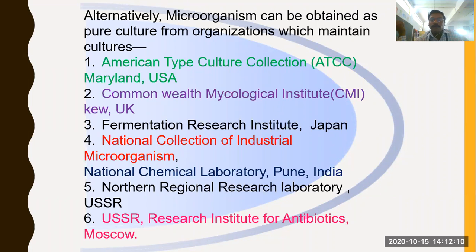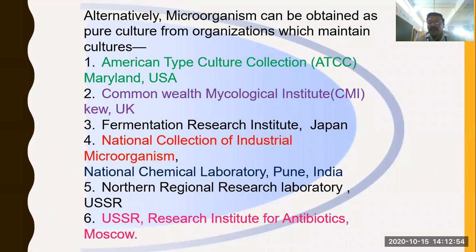Another important one, the Northern Regional Research Laboratory, USSR. This is in Russia. NRRL. And another very important one: microbiologists who are interested in the production of antibiotics have to buy such cultures from the USSR Research Institute of Antibiotics, which is situated in Moscow. So these are a few recognized organizations which provide the culture depending upon your orders.